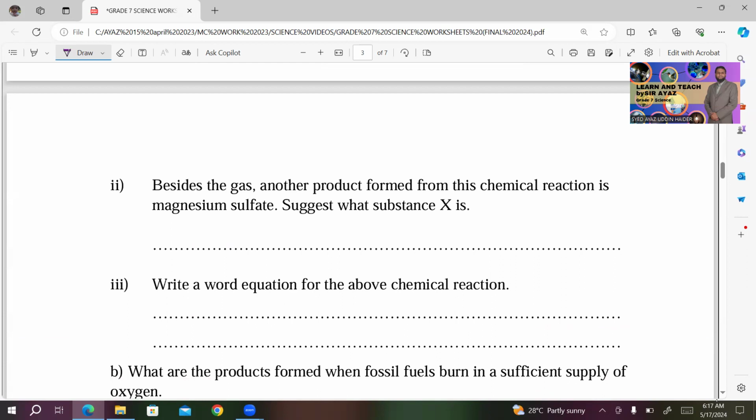Moving to next question. Number 2, besides the gas, another product formed from this chemical reaction is magnesium sulfate. Suggest what substance X is. Magnesium sulfate. So acid is sulfuric acid. We have X reacted with sulfuric acid. One of the products is hydrogen gas. And the other product must be salt. Now, what salt will you get? If you have sulfuric acid, you will get sulfate salt produced.